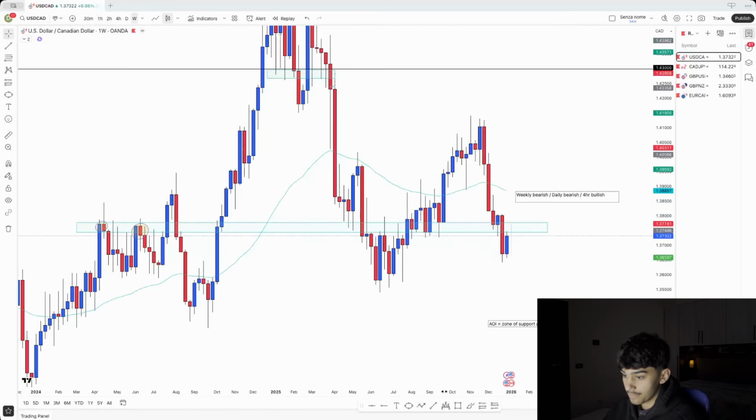Resistance, resistance, support, support, and what I'm gonna wait for the next week is for it to get used as a resistance once again, to then continue going to the downside and take this beautiful sell trade.